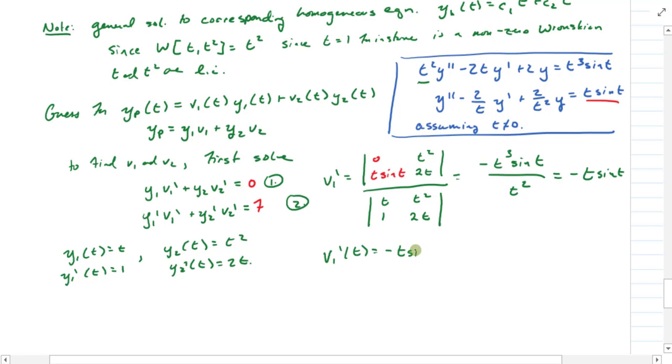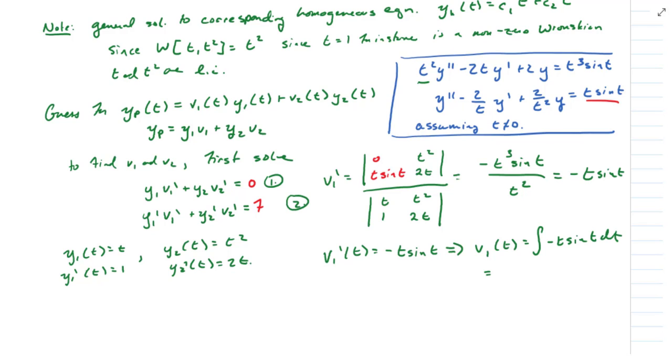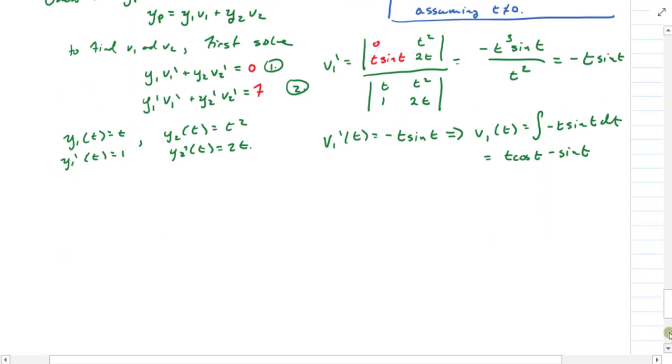is equal to minus t sine of t, but I need to find v, so we're going to just simply integrate. So my v1 of t is simply the integral of minus t sine of t dt. And here, if you're rusty on integration by parts, you'll want to go back and review this. To save a little bit of time, I went ahead and computed it beforehand. So if you do this by integration by parts, you would end up with t cosine of t minus the sine of t. And you can verify that through differentiation if you want to check that.